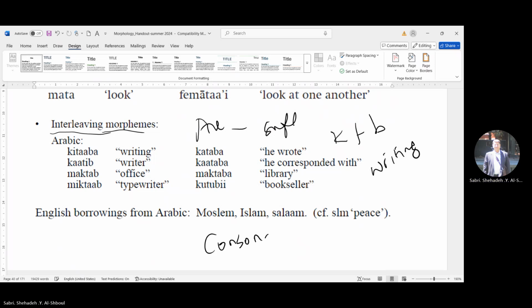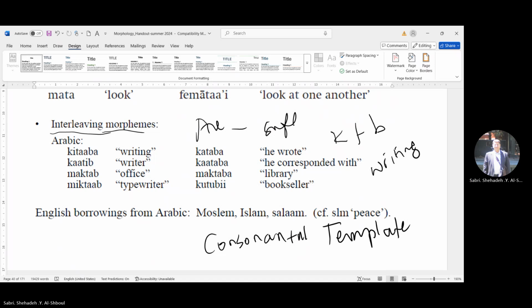Consonantal templates. Now, when we talk about a consonantal template, we mean there are three consonants, and the meaning is conveyed by interleaving the vowels, or any additional morphemes in this language.